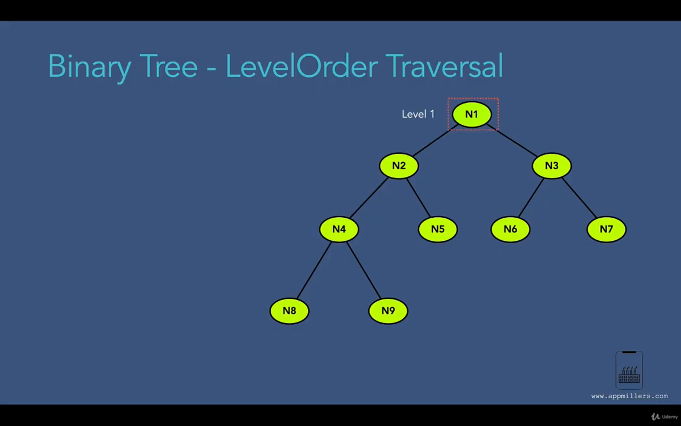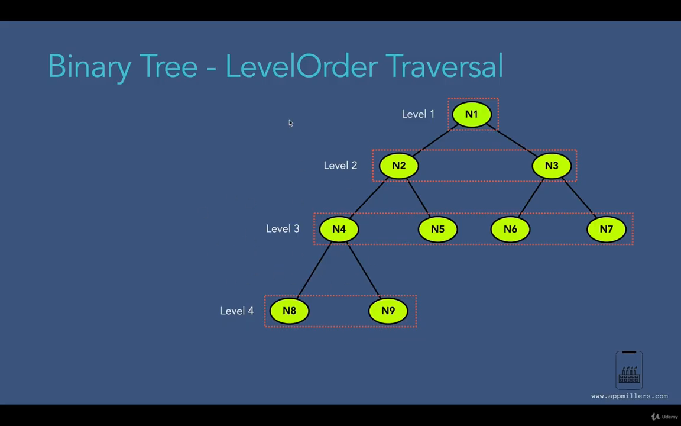It means that first we are visiting the first level, then the second level, then the third level, and then the fourth level in this case. But it depends on the number of levels in a binary tree. So however many levels we have, we are going to continue to the last level. In our binary tree over here, in the first level we have only one node, which is the root node, in the second level we have two nodes, in the third level we have three nodes, and in the fourth level we have two nodes.